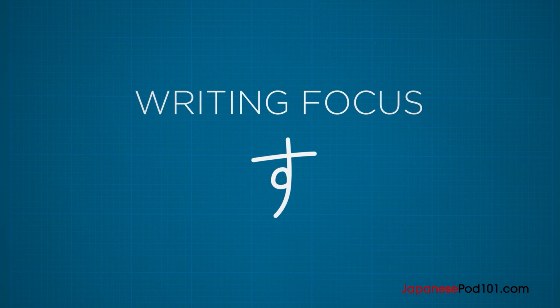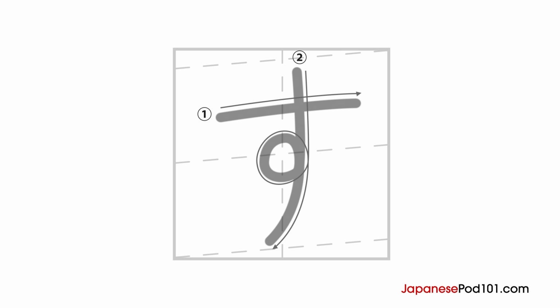Hiragana su is written in two strokes. The first stroke is a horizontal line going from left to right. The second stroke starts from the top, goes down, makes a loop around here, continues going down, then finishes by curving to the left. Flick your pen at the end of this stroke.